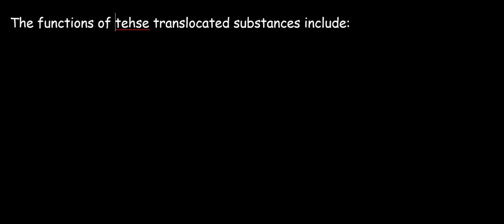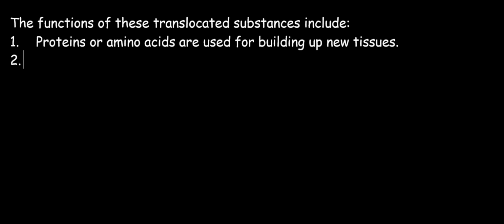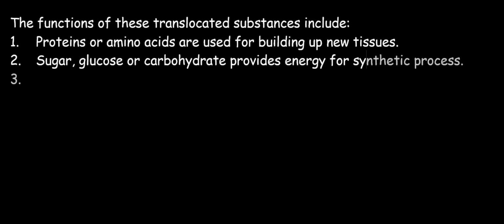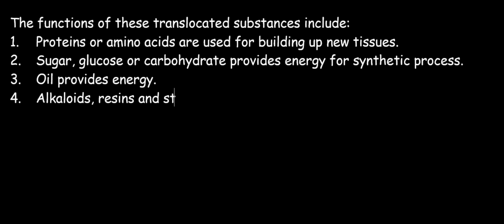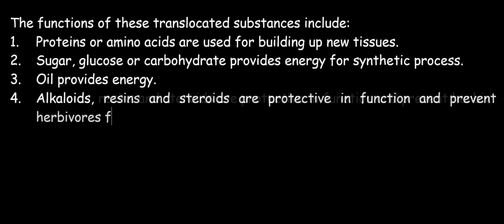We'll take that now. The functions of these translocated substances include: number one, for the proteins or amino acids, they are used for building up new tissues, while the sugar, glucose or carbohydrates provide energy for synthetic processes. The oil provides energy also, and the alkaloids, resins, and steroids are protective in function and prevent herbivores from eating the plants, as they are all waste products in plants.